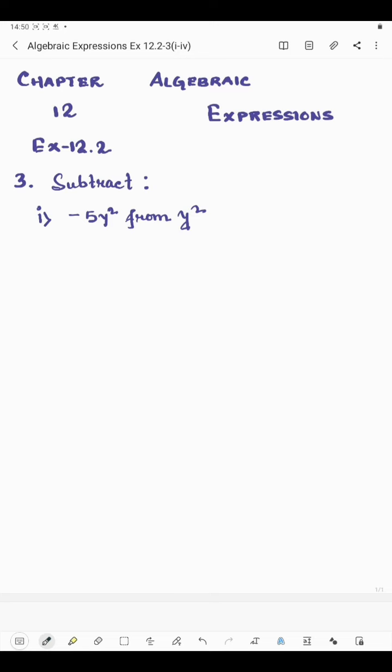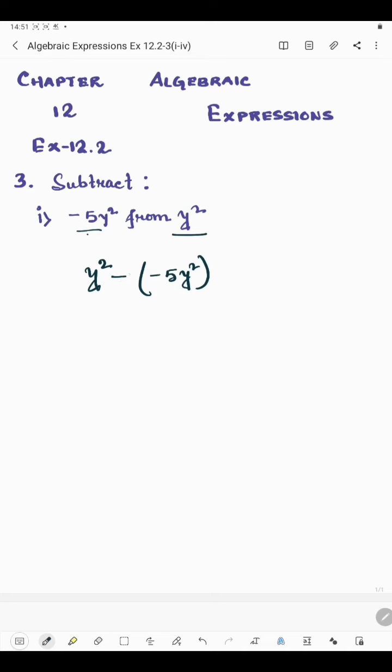Now in this part we are following line method, okay? So in the first part we have to subtract minus 5y square from y square. From y square means from this number we will have to subtract this. So we will have to write y square at first. And since we will have to subtract, we will have to give a minus sign. And then what we have to subtract is minus 5y square. So we'll have to write this within the bracket.